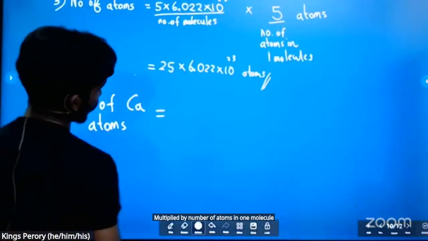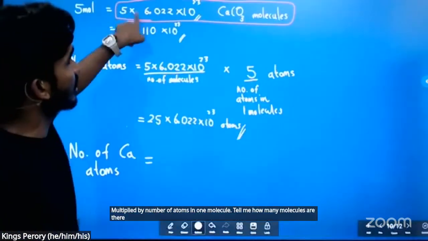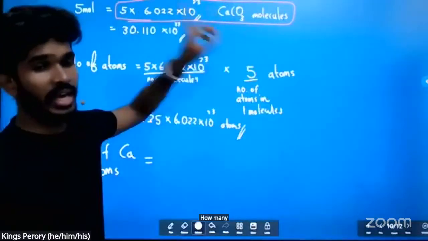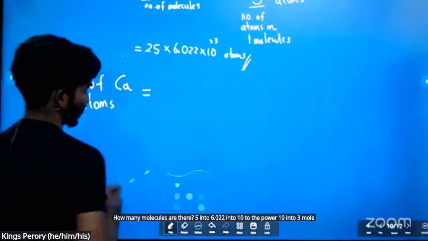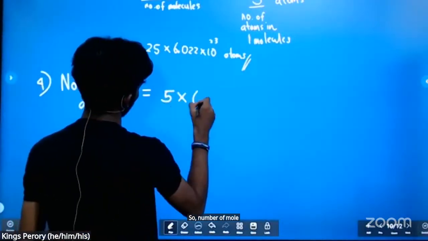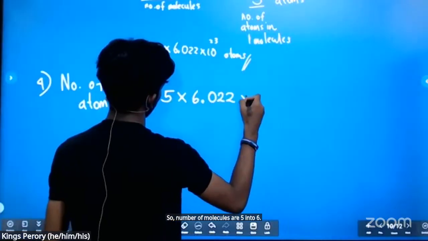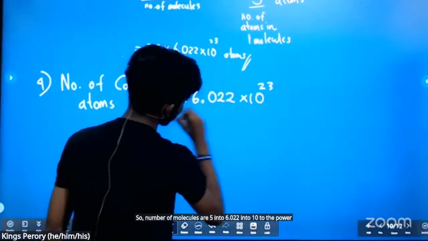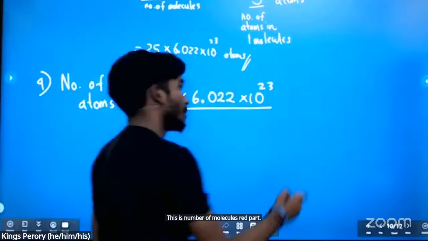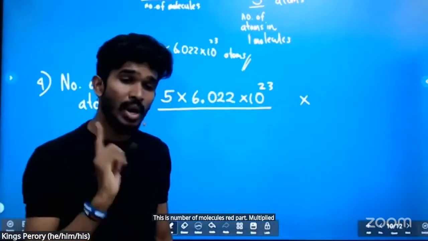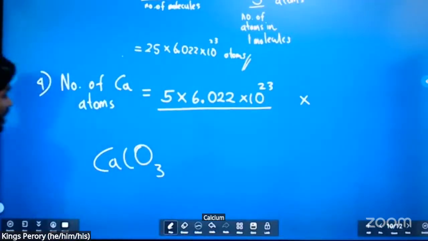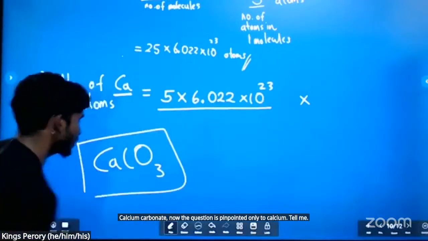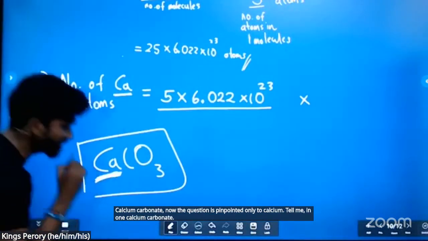Tell me, how many molecules are there? That is that red part. 5 into 6.022 into 10 to the power 23 molecules are there. This is the number of molecules, the red part. Multiplied by the number of atoms in one molecule. Calcium carbonate: now the question is pinpointed only to calcium. Tell me, in one calcium carbonate, how many calcium atoms are there?